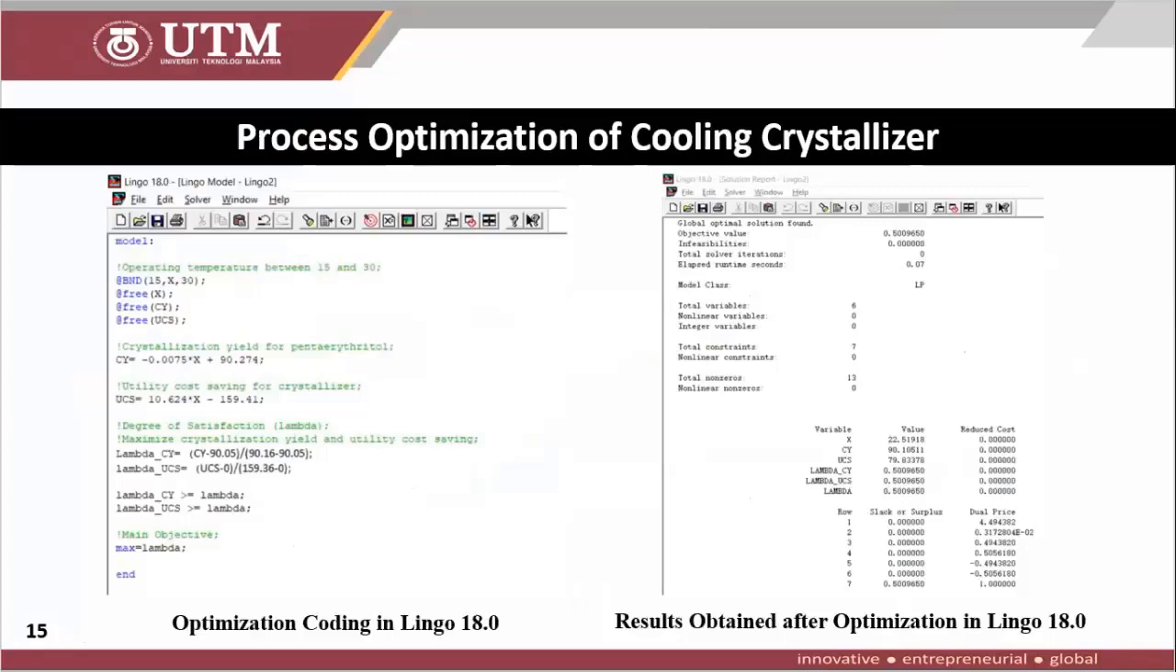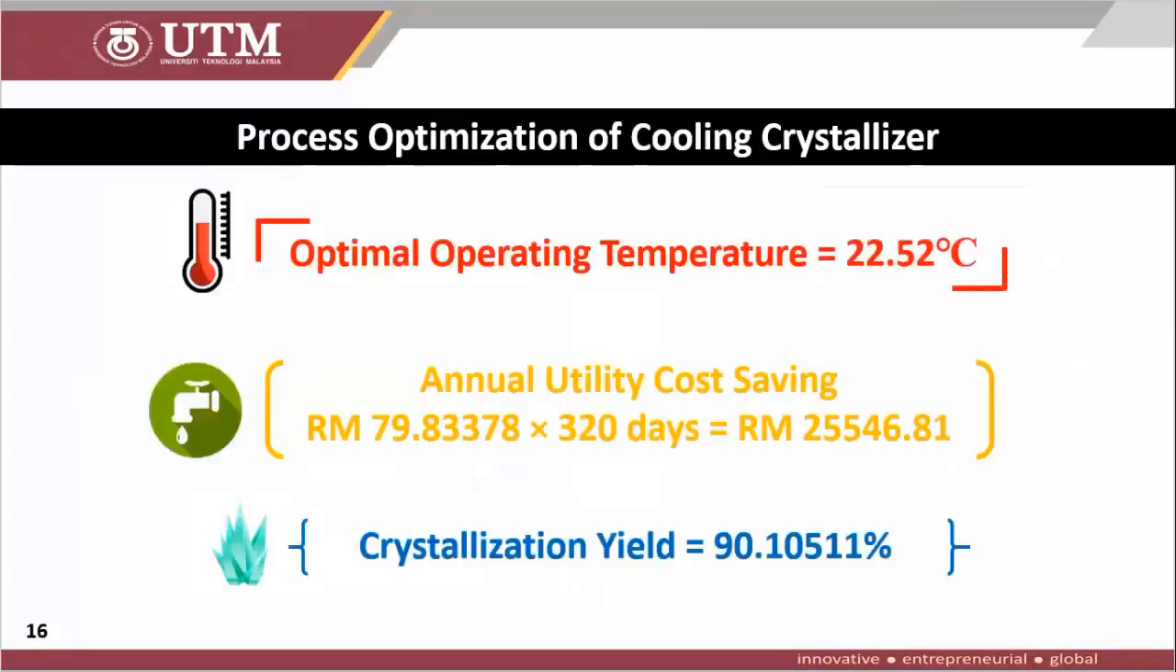So next, the left figure illustrated the optimization coding in Lingo version 18, while the right figure shows the result obtained after the optimization. So in conclusion, the optimal operating temperature is around 22.52 degrees Celsius, and at this particular point, we can save up to around 79 ringgit and 80 cents per day, with 90.10511% of crystallization yield.